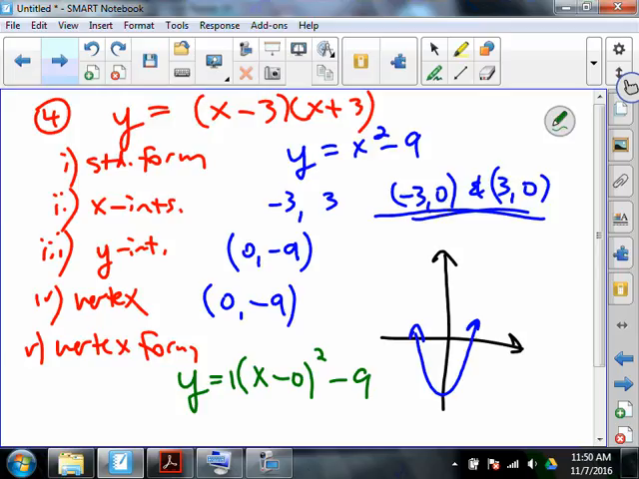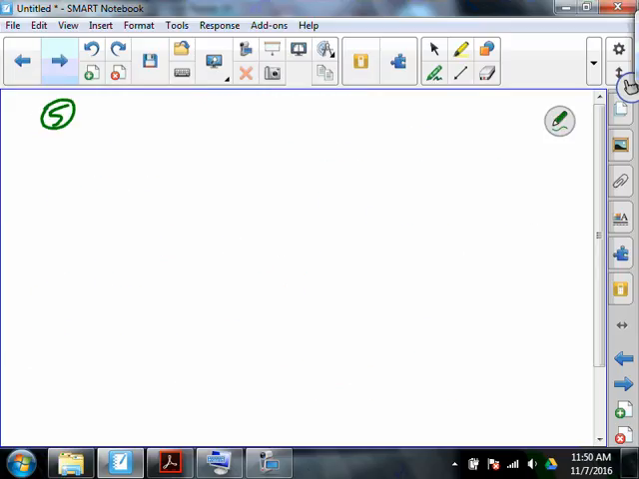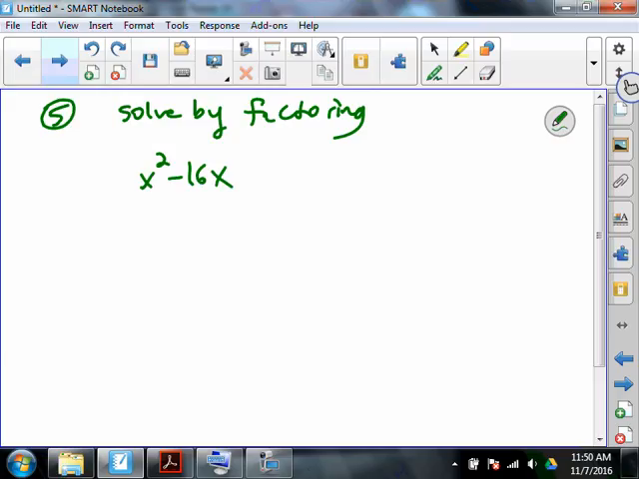Moving right along, question 5. This is page 3. You're going to have to solve by factoring. So it'll be something like x squared minus 16x plus something, maybe plus or maybe minus 42. Yeah, equals 0, something like that. And it'll say express the solutions using solution set notation.